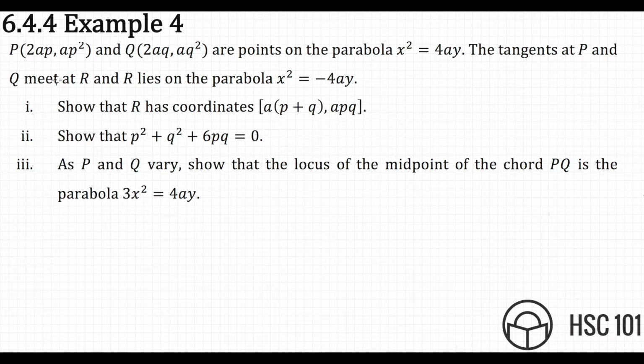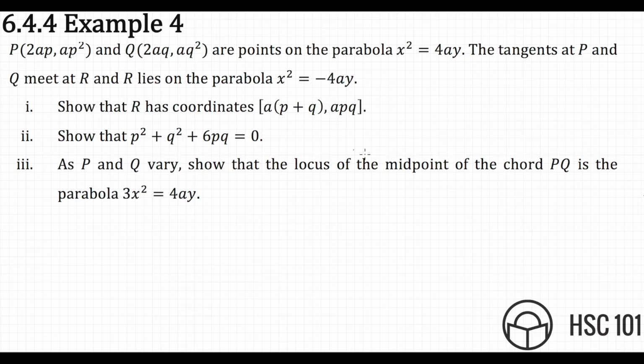Example 4, we've got P (ap, ap²) and Q (aq, aq²), right? And they're both points on the parabola x² = 4ay. The tangents at P and Q meet at R, and R lies on the parabola x² = -4ay. Part 1, we want to show that R has coordinates given by (a(p + q), apq).